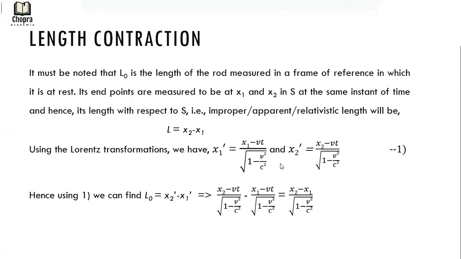So let us substitute these direct Lorentz transformation equations in the proper length formula, which is x2 dash minus x1 dash. We get this equation, x2 minus vt by root of 1 minus v square by c square, minus x1 minus vt by root of 1 minus v square by c square, in which vt gets cancelled out. So I have x2 minus x1 by root of 1 minus v square by c square. Now let me substitute x2 minus x1 to be L, and on the left hand side I already have L naught, which is x2 dash minus x1 dash.